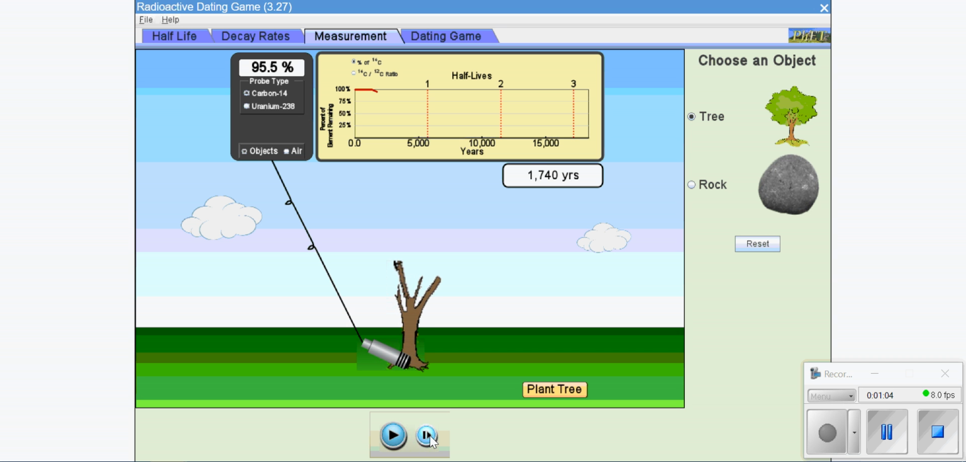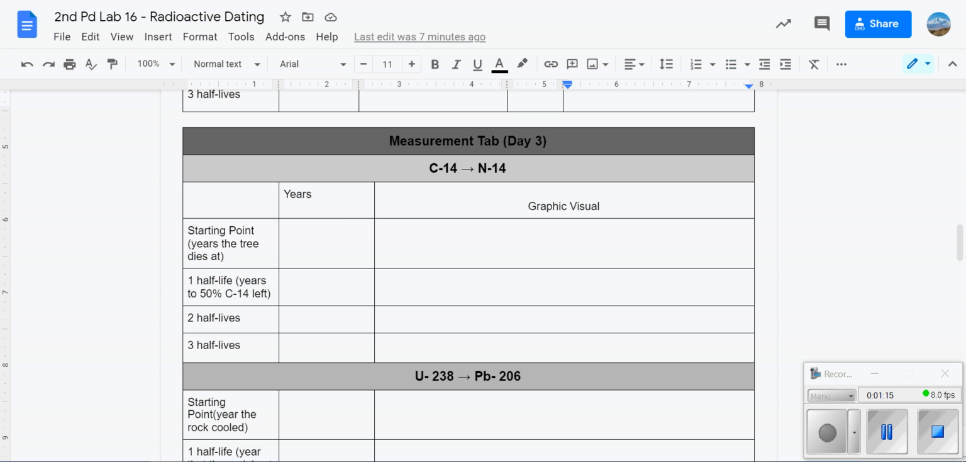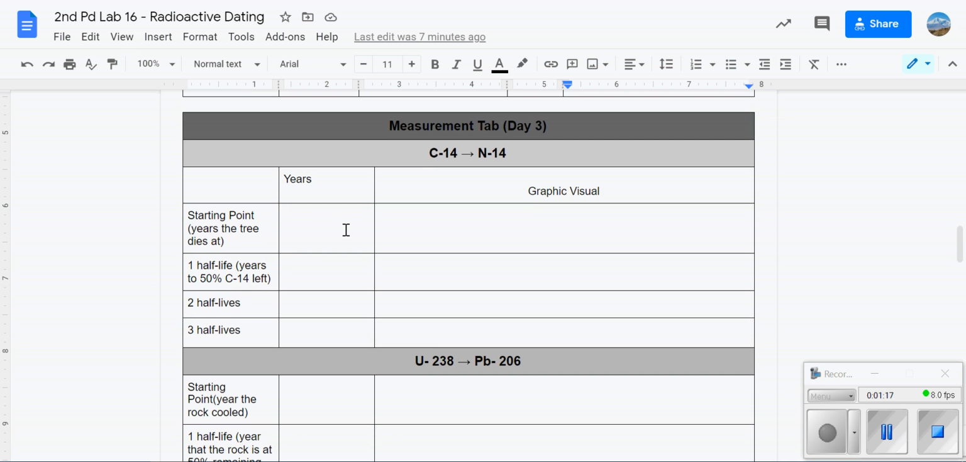You need to take a snapshot of the years the tree died at, which it looks like I went right past, so I need to reset it. We plant the tree, and we watch it grow. I'm going to try to pause this right when the tree's dying. So we're going to take a snapshot right here. Okay, we got 2 snapshots to take.